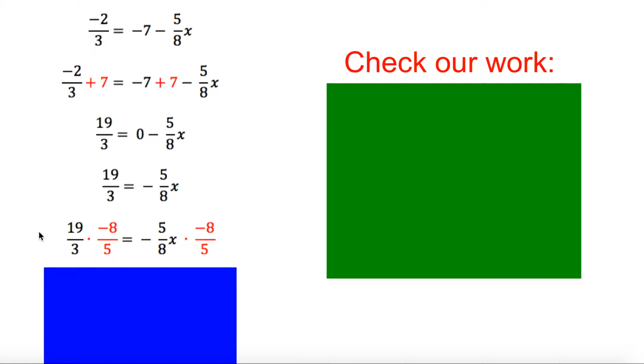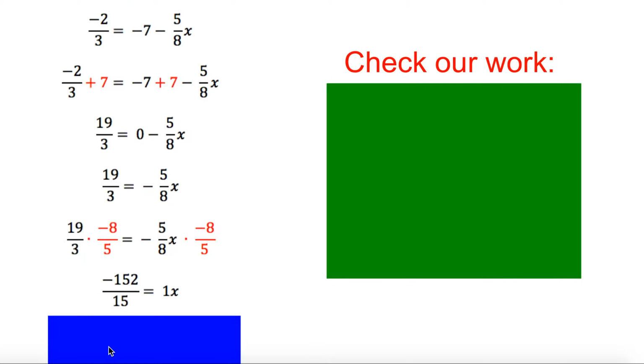Well, whatever we do to our left, whatever we do to our right, we also have to do to the right, and so we're going to multiply both sides by negative 8/5. So when we multiply 19/3 times negative 8/5, we're going to get negative 152 over 15. And we do know that negative 5/8 and negative 8/5 are inverses, and so by multiplying them, we are going to get back to our identity of 1, and so we just know that's equal to 1x. Well, because this is our identity, we know anything times the identity is itself. Scroll that down.